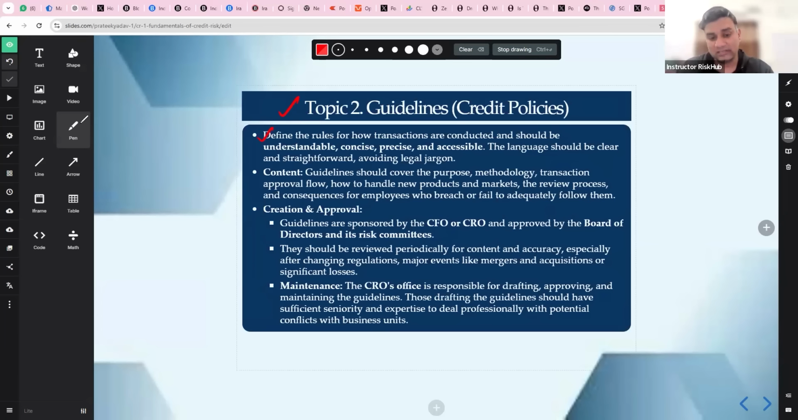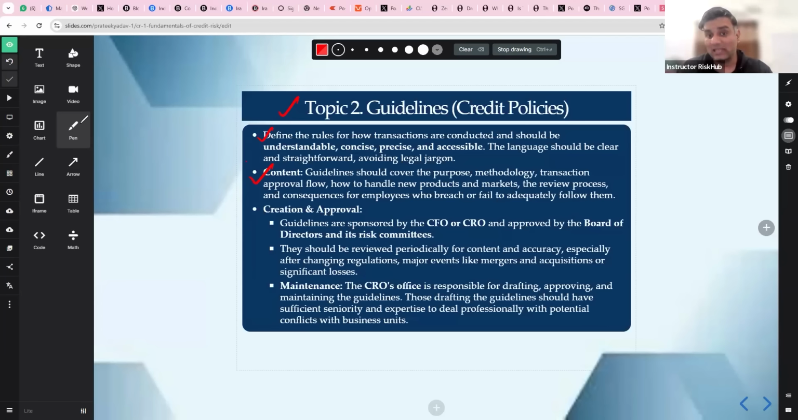You need to have a good credit policy. It should be understandable to your business team, your risk team, your auditor, your regulator. You need to look at the content of the credit guidelines. Policy must cover your purpose. Why does the policy exist? To define your acceptable corporate lending standards.